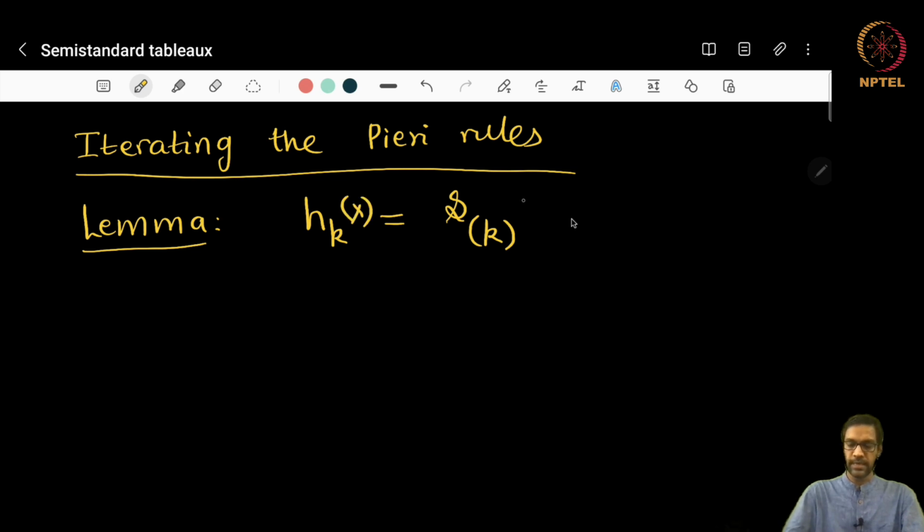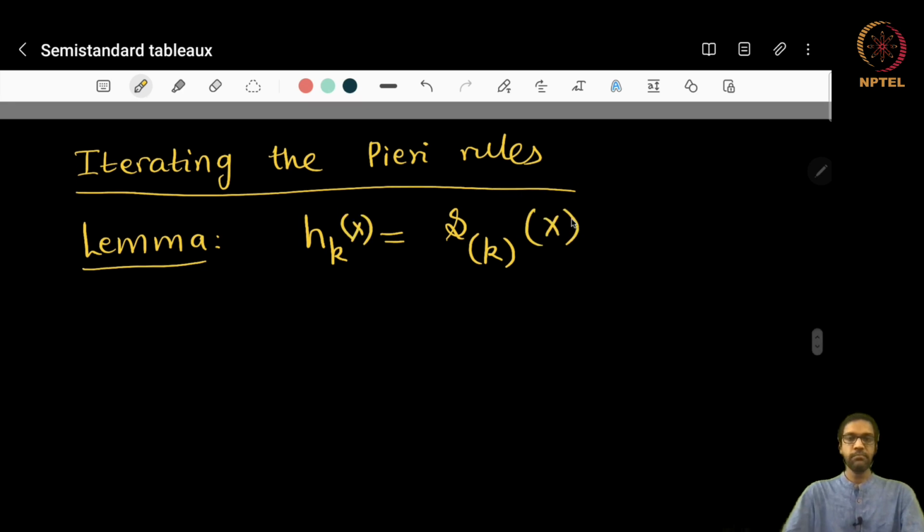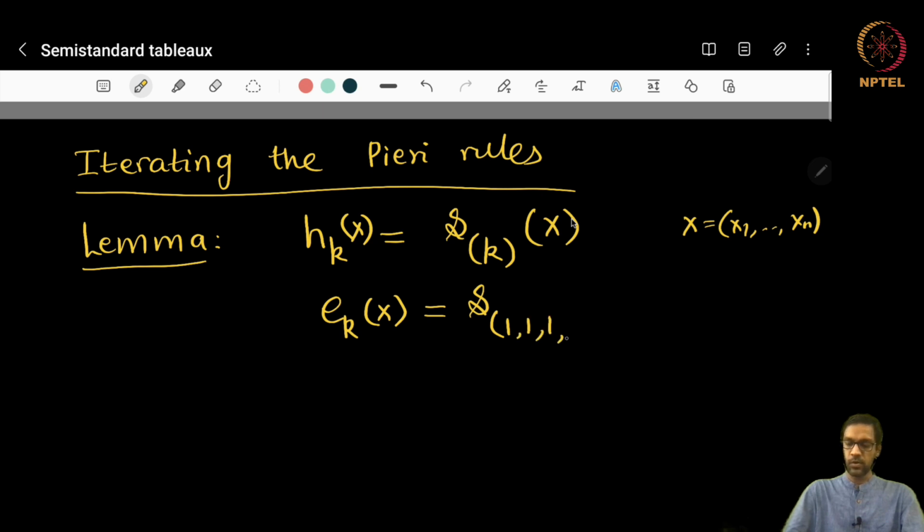Okay, so all this is in x, and I'm going to assume I fix some number of variables. Okay, x is just x1, x2, ..., xn. So when I say x, it's just the tuple for some n. And this lemma is going to be true for all k. Similarly, e_k of x, the elementary symmetric function, is the Schur function corresponding to the partition of all ones: 1, 1, 1, ..., 1, k ones.